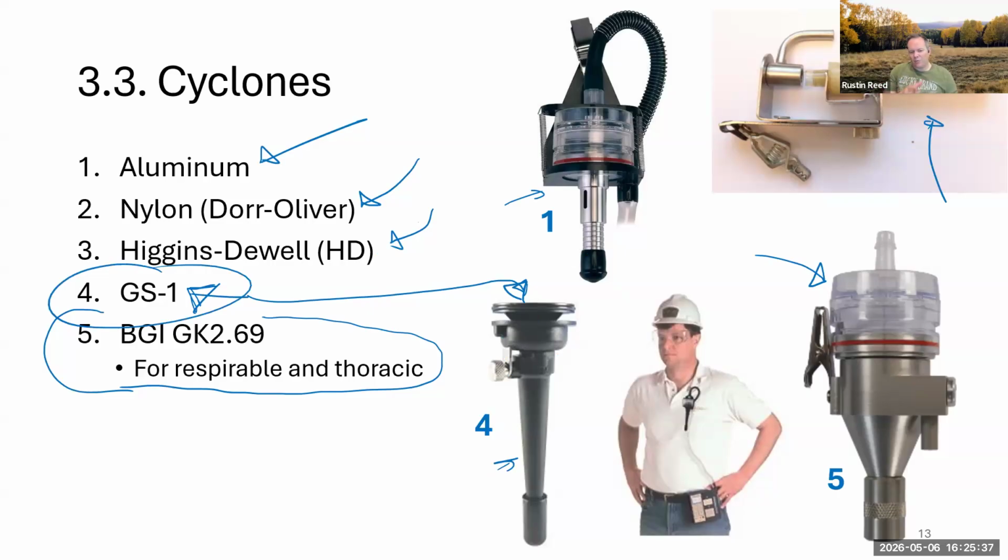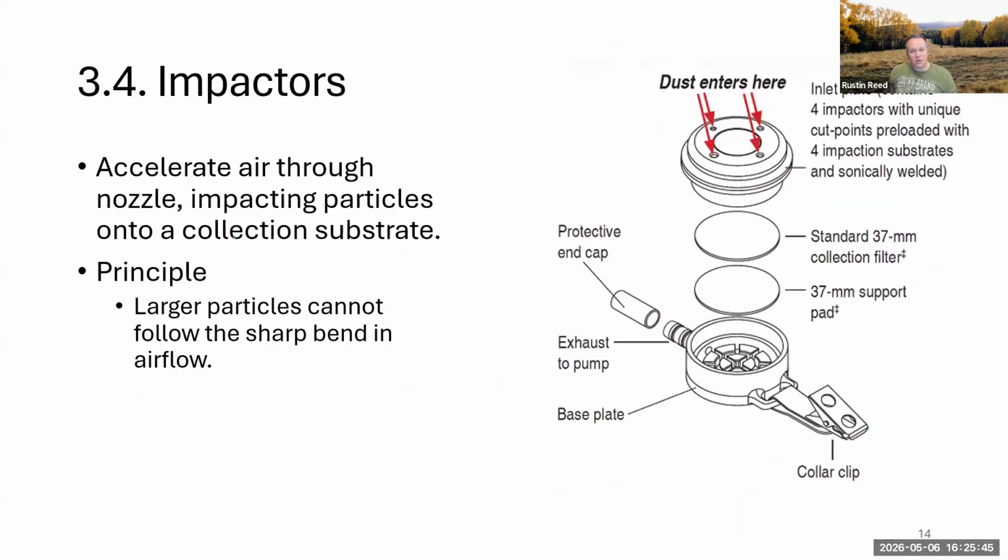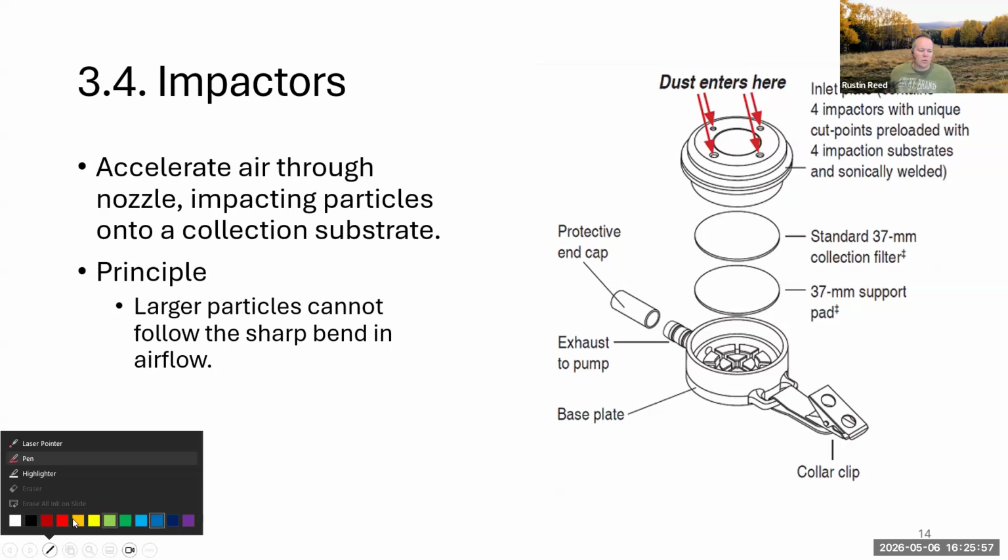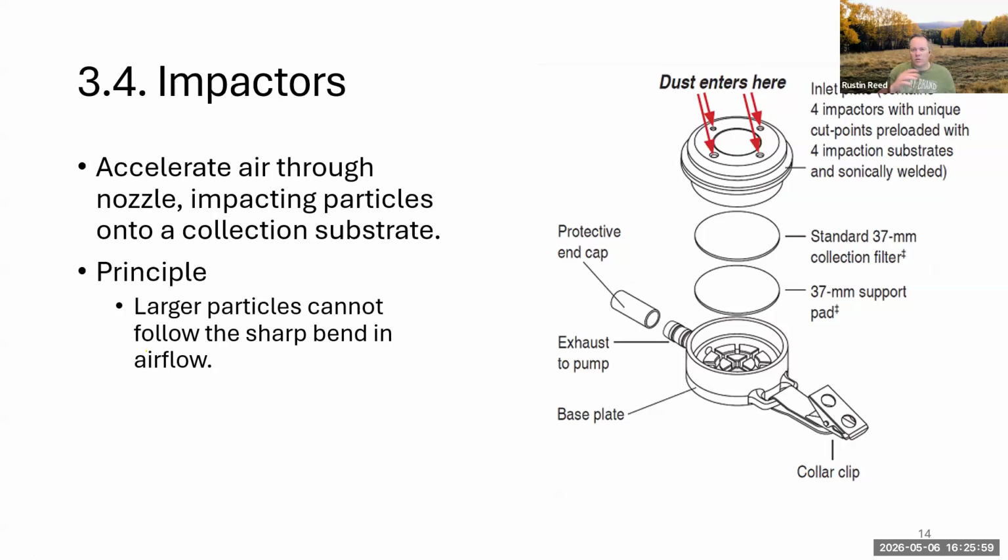That number 4 is not for silica. It's not an option for silica. So we've talked about cyclones. We'll look at how that's arranged. In 2 weeks, we'll look at what that looks like when we actually sample, what the sampling train looks like, and how everything is connected.